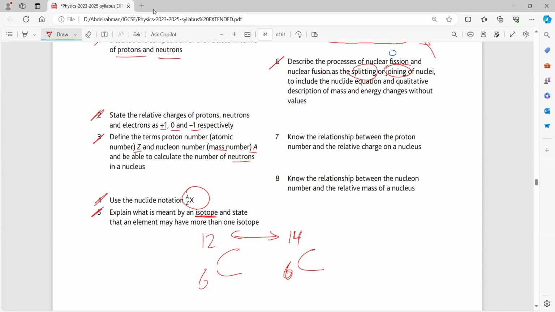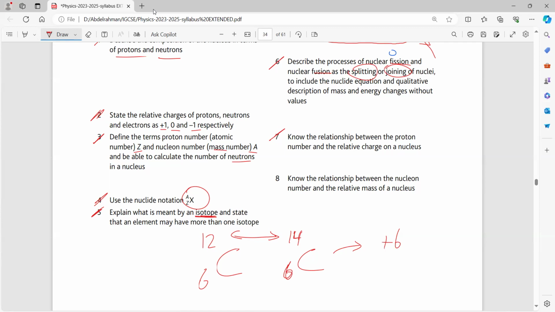Now, the relationship between the proton number and the relative charge on the nucleus. The nucleus is positively charged. For example, if I'm talking about the nucleus of the carbon, the nucleus of the carbon has a positive charge of plus 6.